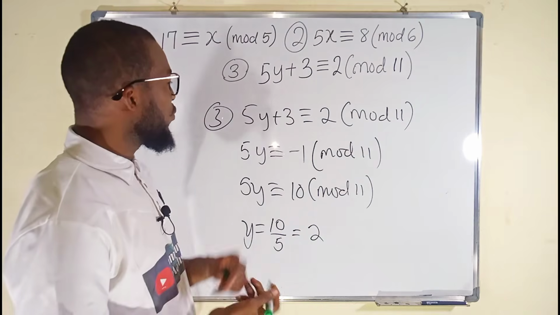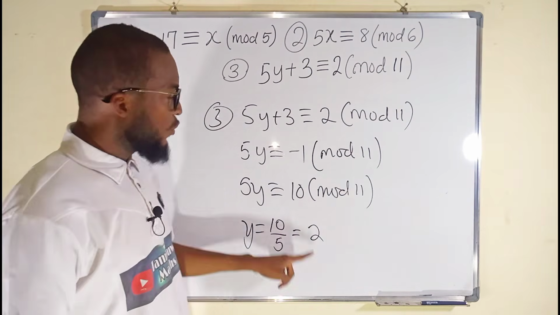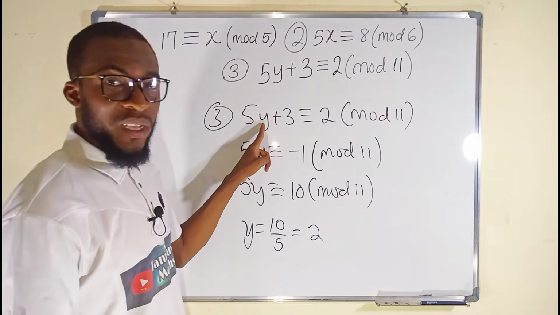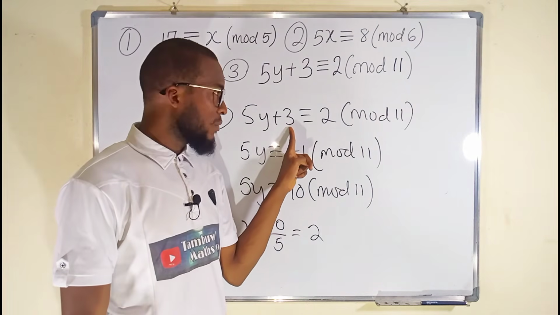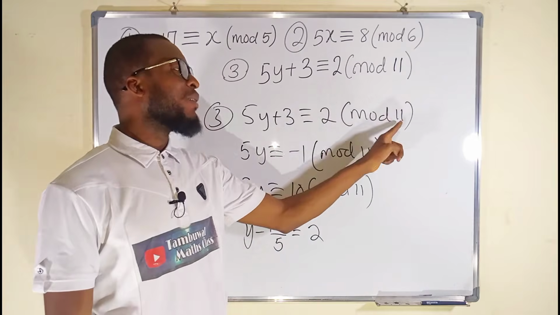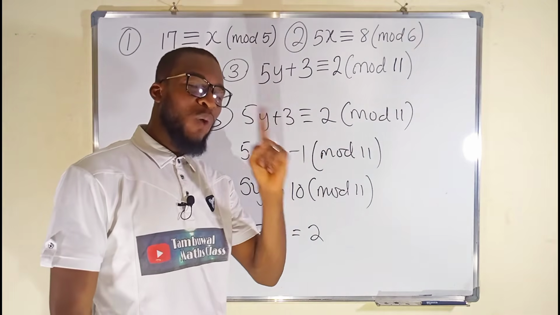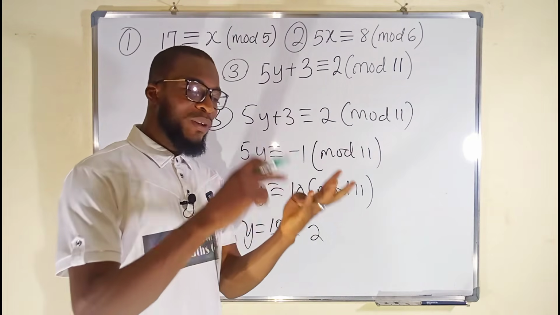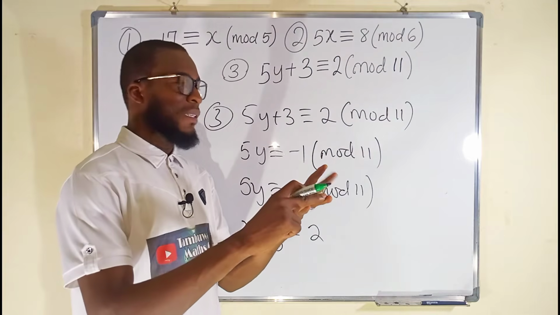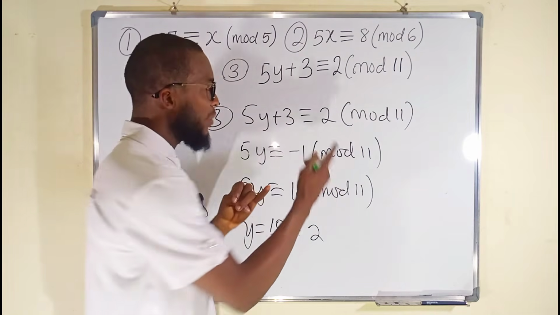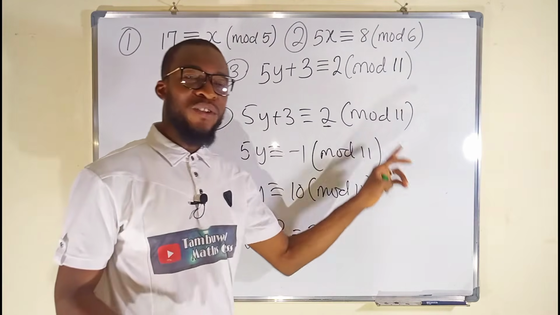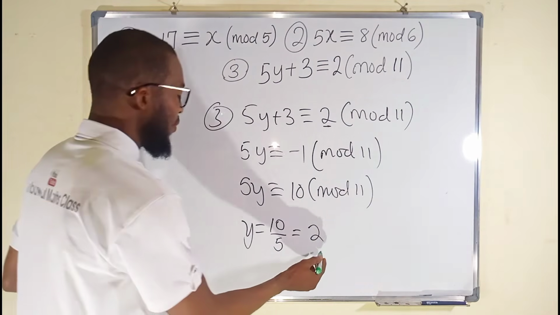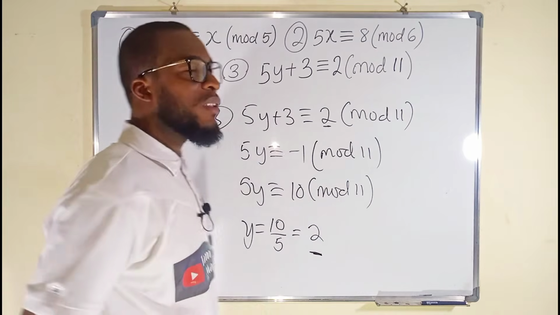Let's see whether this is true. So if y is 2, we have that 5 times 2 is 10, and 10 plus 3 is 13. How many groups of 11 are there in 13? We have only one, 11, and from 11, 12, 13, we have 2 remainder, which is this. Therefore, y equal to 2 satisfies this equation, and hence we say that y equal to 2 is our valid solution.